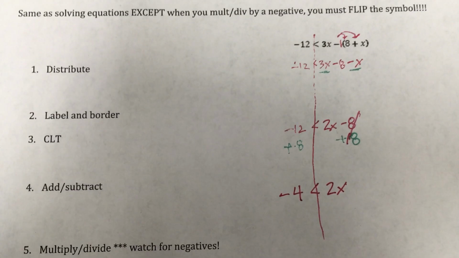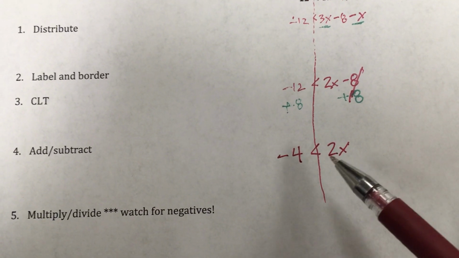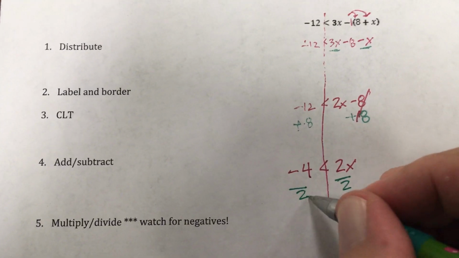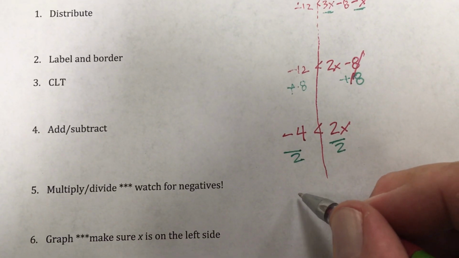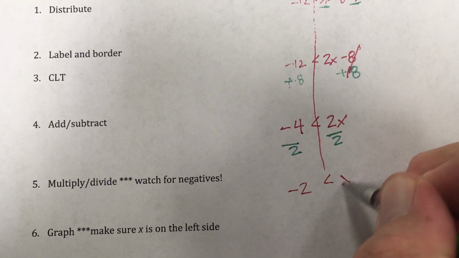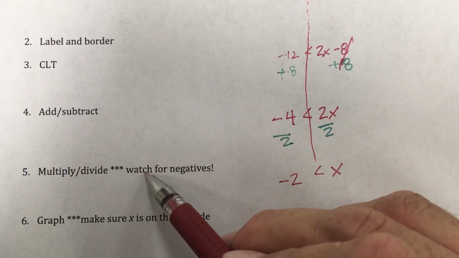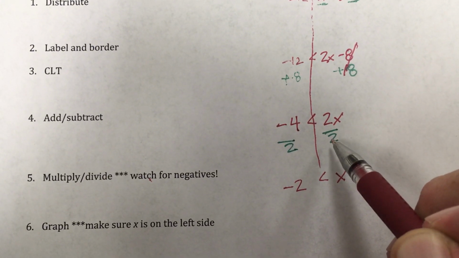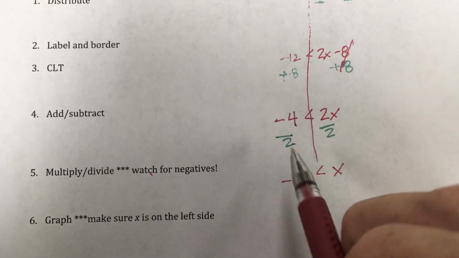And I have 2x. My last step is going to be to multiply or divide. So I'm going to divide by the number that's in front of our x, which in this case is +2. -4 divided by +2 would give me -2. 2 divided by 2 is 1, so that just leaves me with the x. I remind you to watch out for the negatives. In this particular case, we did not multiply or divide by a negative, so the less than symbol is going to stay the same, and it just comes down.